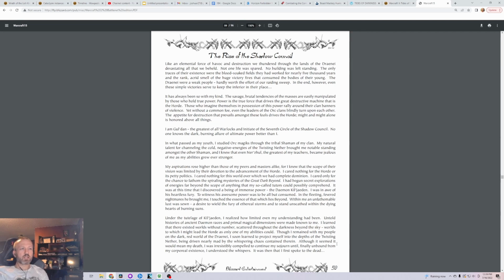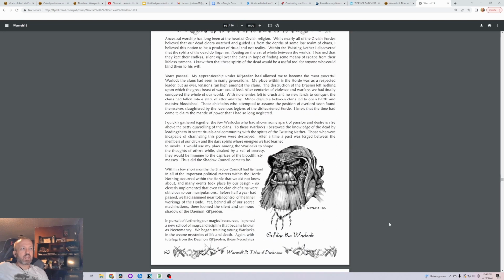Under the tutelage of Kil'jaeden, I realized how limited even my understanding had been. Untold histories of ancient demon races and primal magical dimensions were made known to me. I learned that there existed worlds without number, scattered throughout the darkness beyond the sky, worlds to which I might lead the Horde as only one of my abilities could. Though I remained with my people on the dark red world of the Draenei, I soon learned to project myself into the depths of the Twisting Nether, being driven nearly mad by the whispering chaos contained therein. Although it seemed it would mean my death, I was irresistibly compelled to continue my sojourn until, finally unbound from my corporeal existence, I understood the whispers. It was then that I first spoke to the dead.